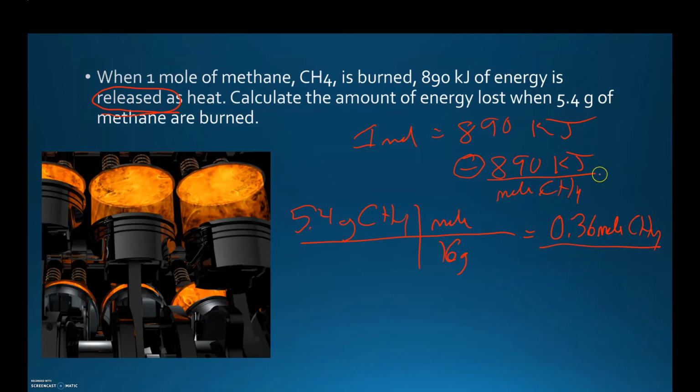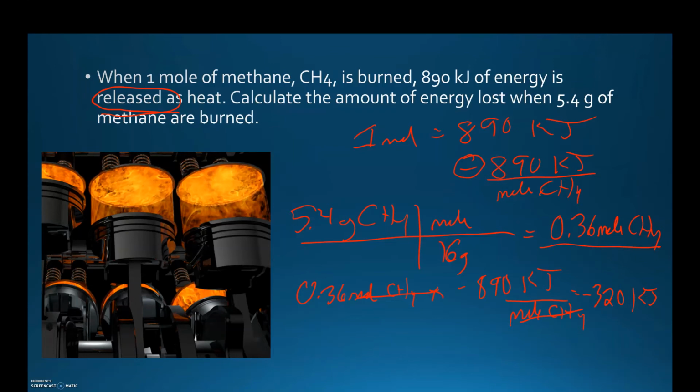We're going to take the moles of methane and the relationship we just wrote with kilojoules per mole, and use those two to calculate the amount of energy being released. So take the 0.36 moles and multiply by the negative 890 kilojoules per mole of methane. Notice that the moles cancel out. When you multiply that, you end up with negative 320 kilojoules of energy.